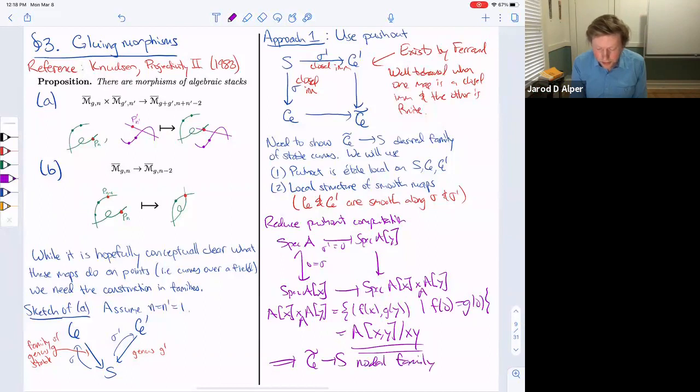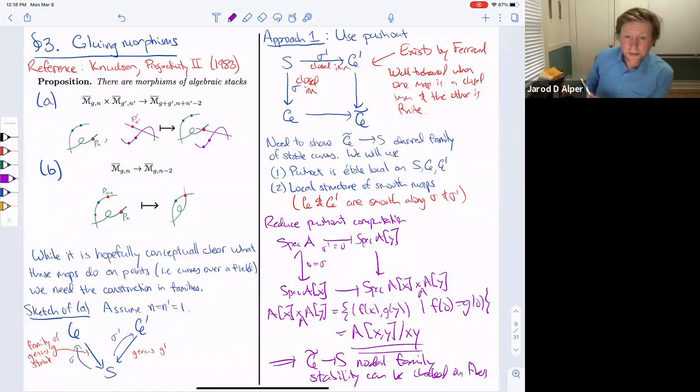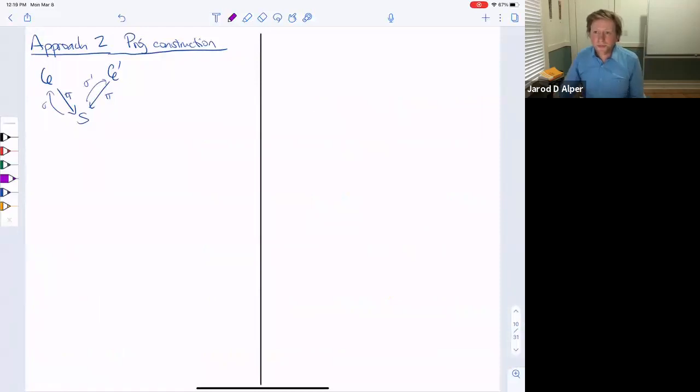And then there's some details you need to show that it's flat and proper. And then you show that the stability can be checked on fibers. Okay, so there's a number of details here to check, but this is one strategy. The second strategy is pretty similar, but we're going to use a Proj construction.